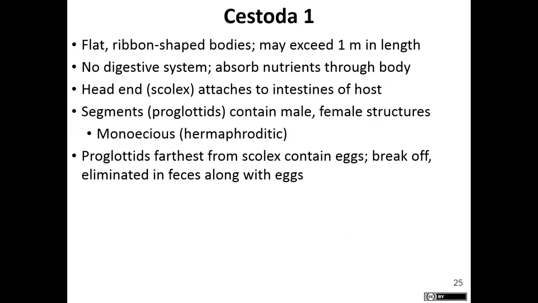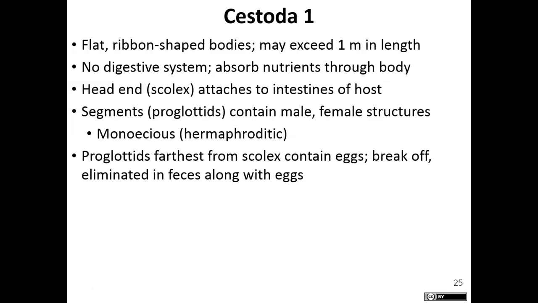So the next group that we're going to talk about are cestodes. Cestodes are flatworms. So they have very flat bodies with no digestive system. They basically absorb nutrients. They're very simple structurally. They have a head on one end, and that head has the scolex, which attaches to the host. And then they have segments, and as the segments move farther away from the head, they get filled with eggs.